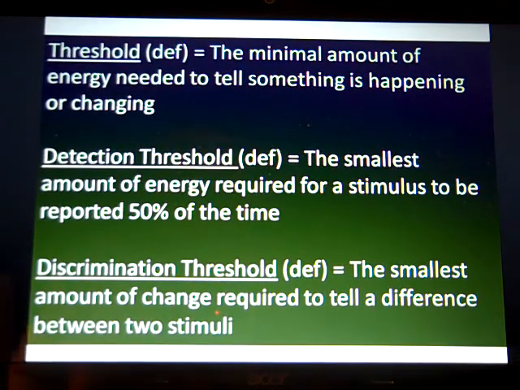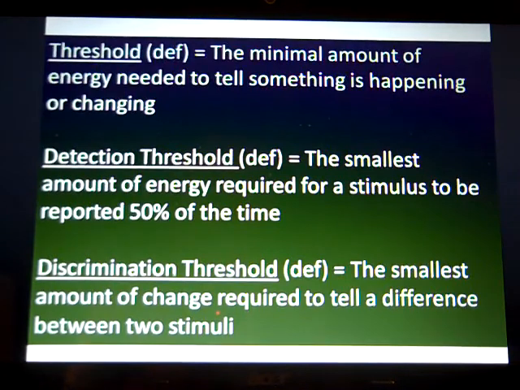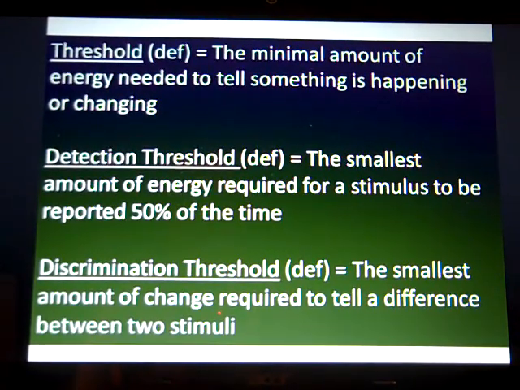Okay, here's the second part of the video lecture for sensation and perception. We were talking about basic definitions for detection and discrimination threshold, and the best example I can think of to give you for detection threshold is volume. And I know a lot of you have iPods or phones. We're going to try to find the smallest amount of energy that's required to tell that something is here.